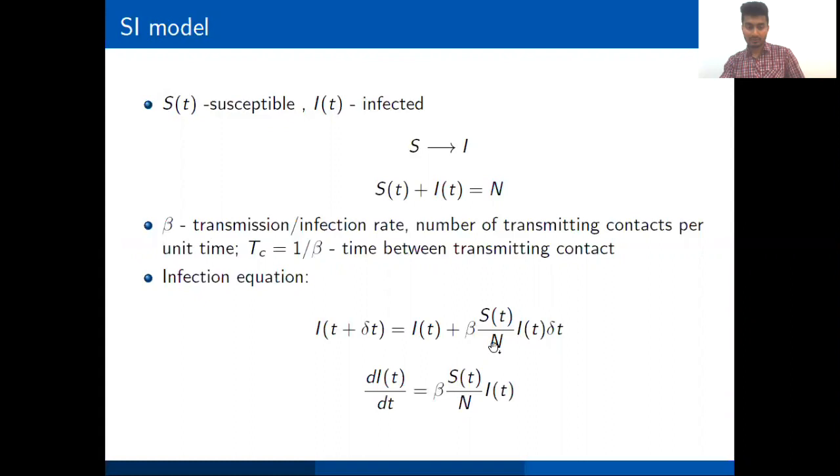So initially the time was t, and then the next time would be delta t over a time of delta t. If the susceptible people come in contact with the infected people with a transmission rate beta, that would be the new infected people added to the existing infected people, and that will give us the new total infected people, so t plus delta t over that period of time. Now that's pretty much what this equation is saying.